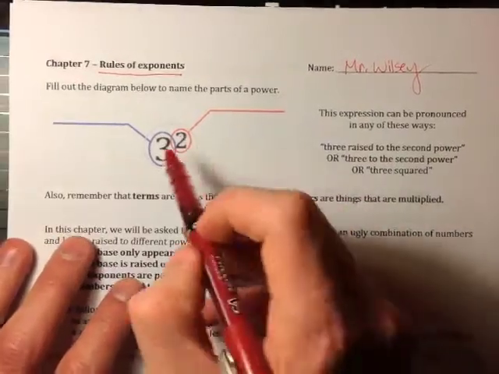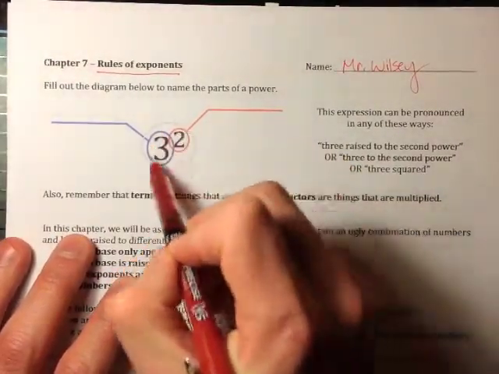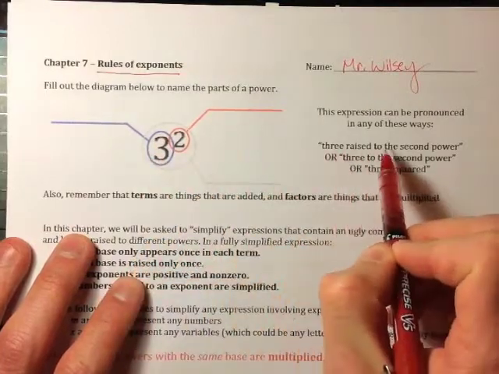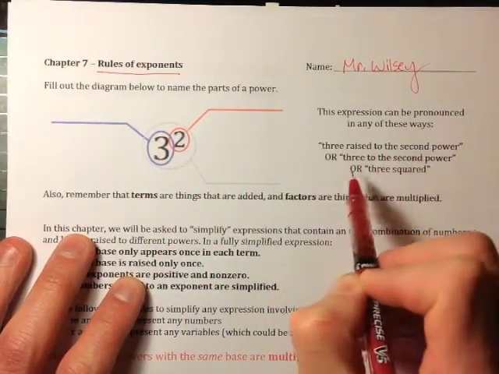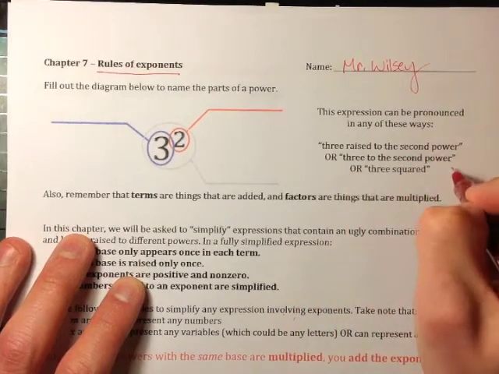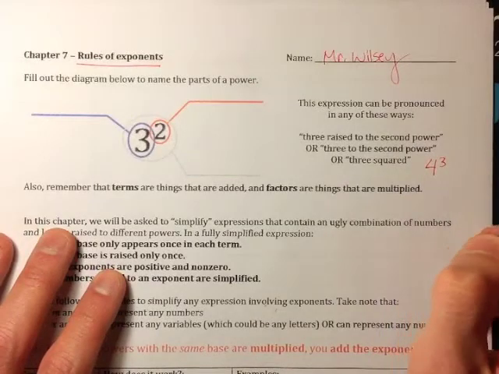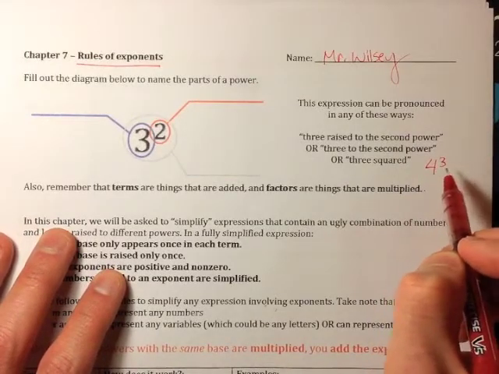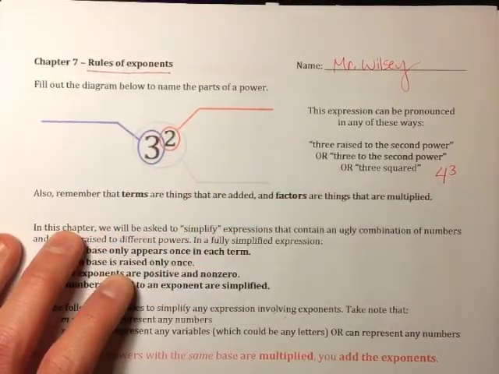So first of all here, I have 3 squared. There's a bunch of different ways to pronounce that. You could say 3 raised to the second power, you could say 3 to the second power, or you could say 3 squared. Just like over here, that could be 4 raised to the third power, 4 to the third power, or 4 cubed. So there's a bunch of different ways of saying that expression.